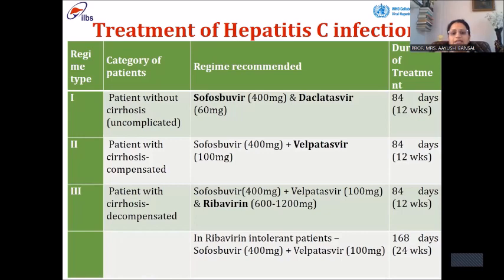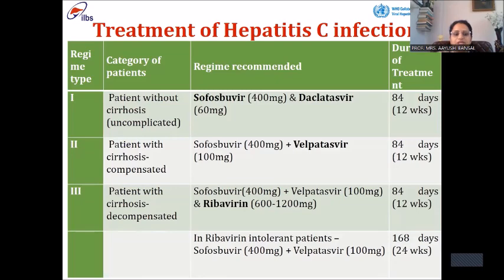Regimen must be followed like sofosbuvir 400 mg and daclatasvir 60 mg given to the patient for 84 days, that is 12 weeks. The second regimen type is for the category of patient with cirrhosis compensated. Compensated means the liver is able to function as efficiently as it was before with the help of drugs and lifestyle modification. The regimen recommended will be sofosbuvir 400 mg and velpatasvir 100 mg. The duration of treatment will be 84 days, that is 12 weeks.